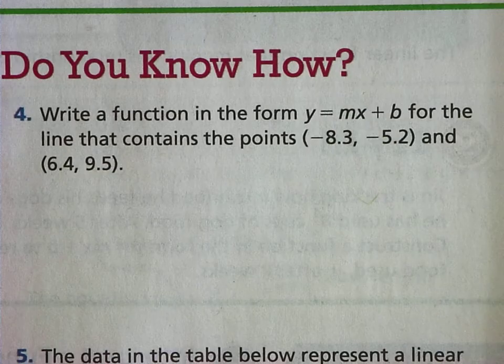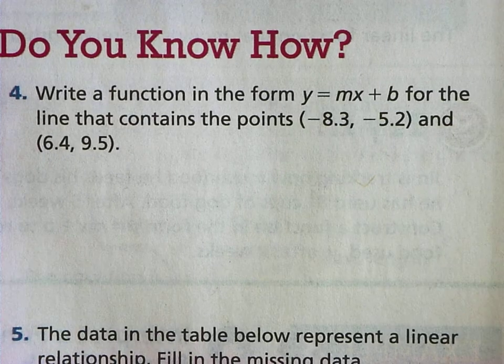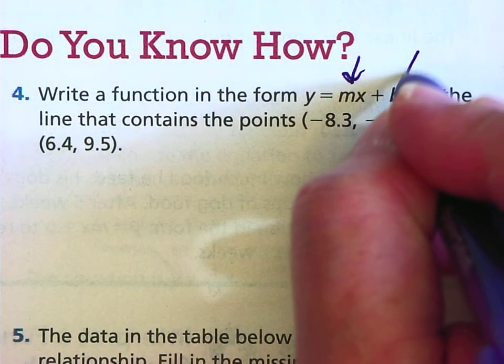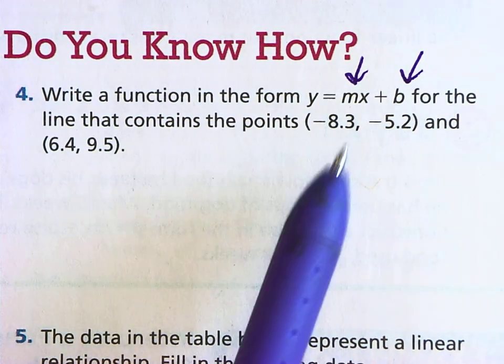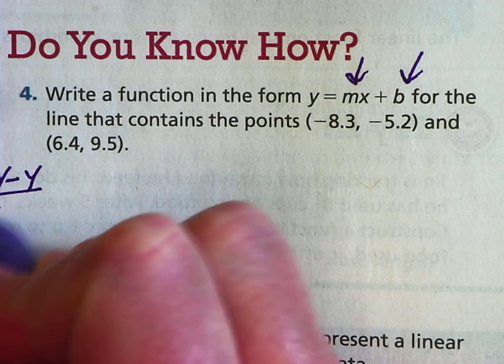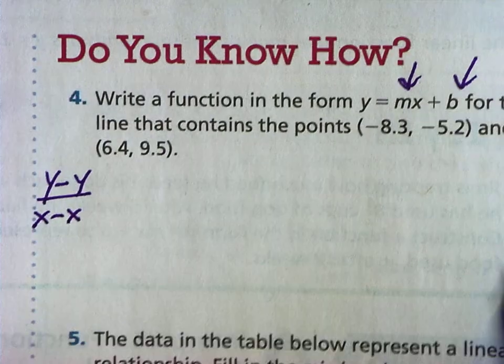Okay, so let's try this first one. Write a function in the form of y equals mx plus b for the line that contains these 2 points. So folks, we need to find the slope and we need to find the y-intercept. The first thing we're going to do is find the slope. Okay, so folks, we need to use y minus y over x minus x. Y minus y over x minus x.